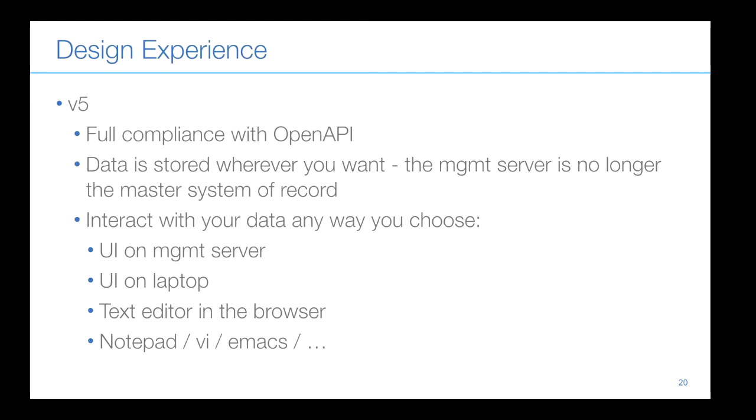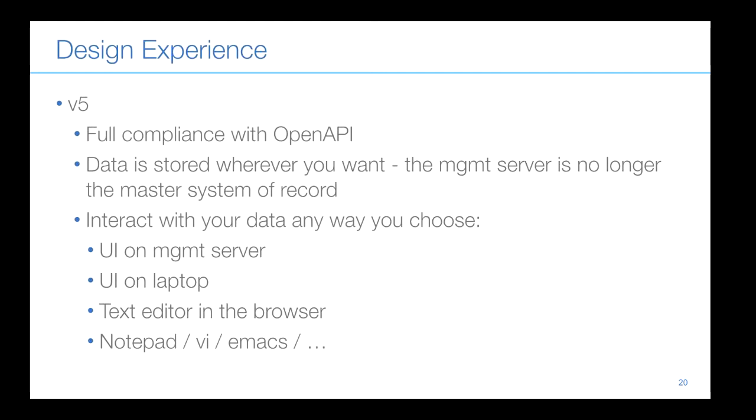We started from scratch with OpenAPI, Swagger v2. You store your data where you want. Typically, we think that's going to be in projects in Git. The management server isn't the master of record anymore. You put that data where you need it to be. And with all the data being simple human-readable text files, you store that in your Git repository. You can do diffing between versions. You get so much more power because it's an open text file that you own and you can version control. And then you can interact with that data any way you like.